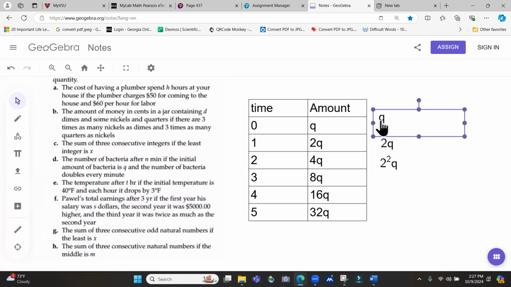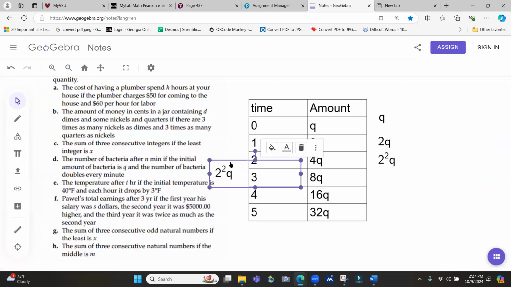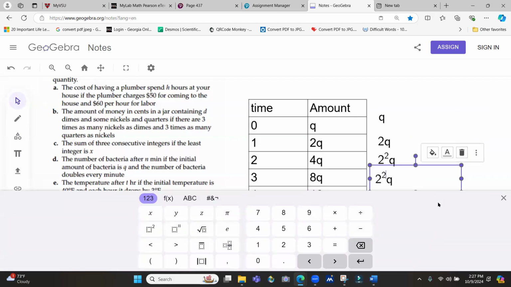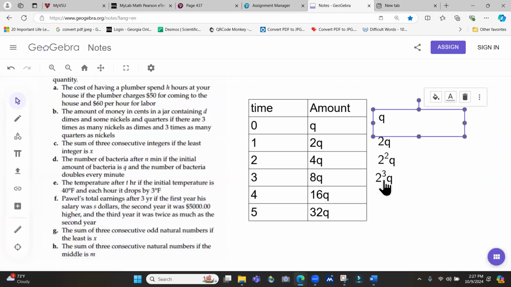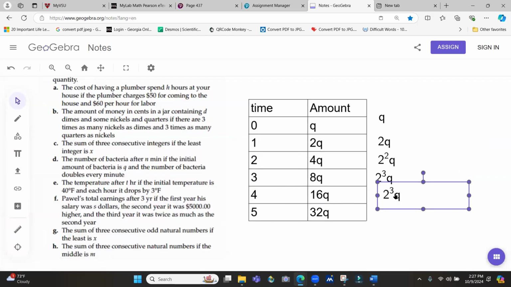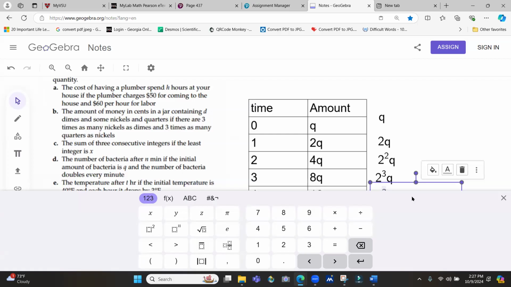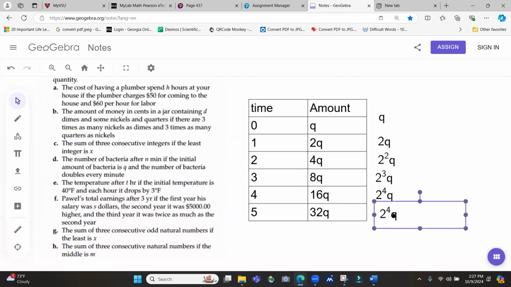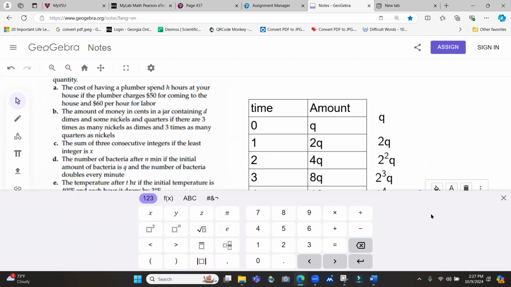All right, we're getting there. First one is pretty much whatever the original version is. Now, I think you see the pattern. Instead of 8Q, I can write 2 to the power 3 times Q, because 2 times 2 times 2 is 8. The next one is 2 to the power 4. And the next one is 2 to the power 5.